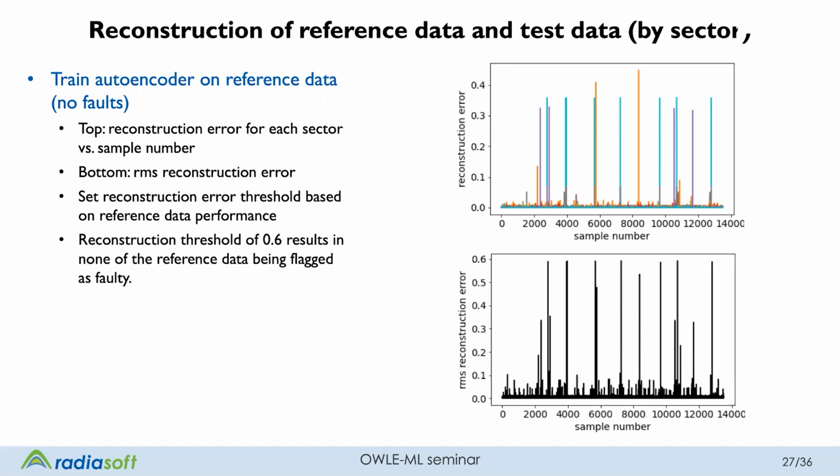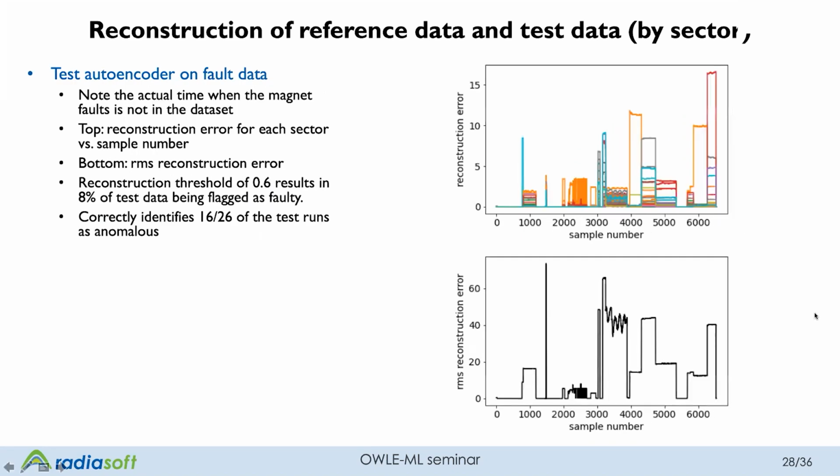So here you say, okay, if the threshold is based on RMS reconstruction error, then we would need to set the threshold to be about 0.6 in order to have none of the reference data be flagged as faulty. So then if we set the threshold to be that level, how do we do on the test data set? When we set it at 0.6, where essentially 0 data in the reference set is flagged as anomalous, approximately 8% of the data in the test set is flagged as anomalous.